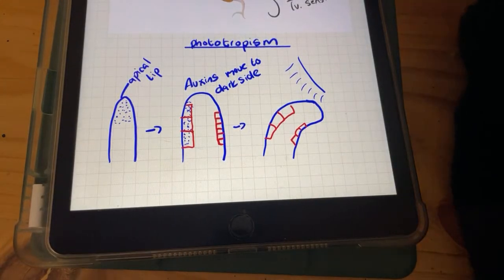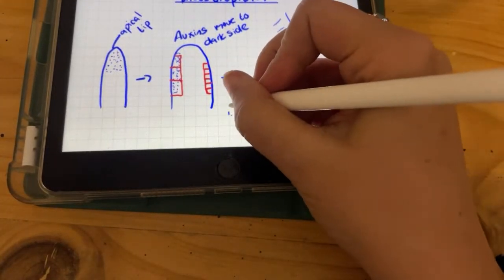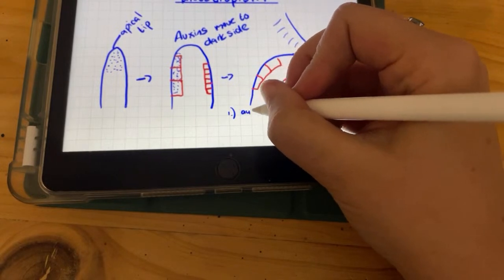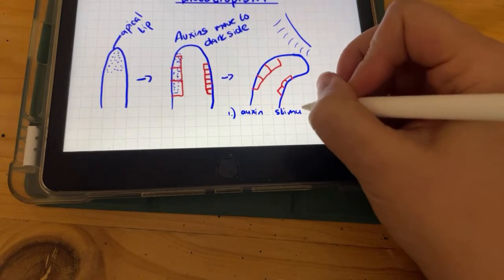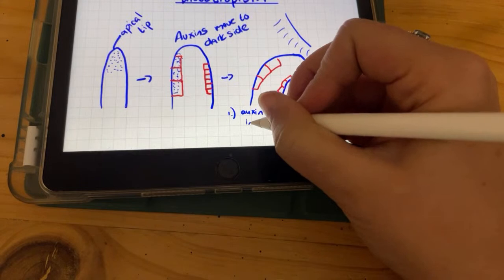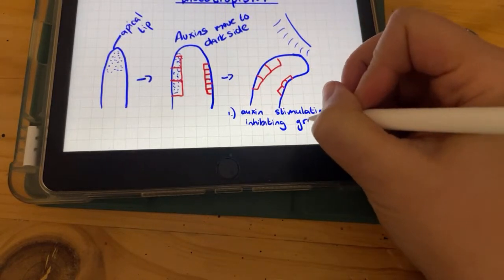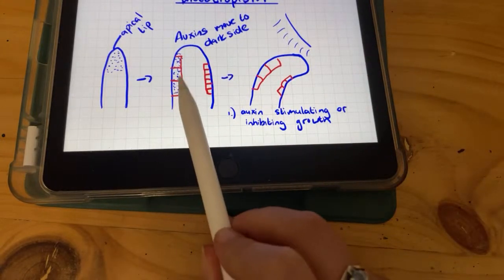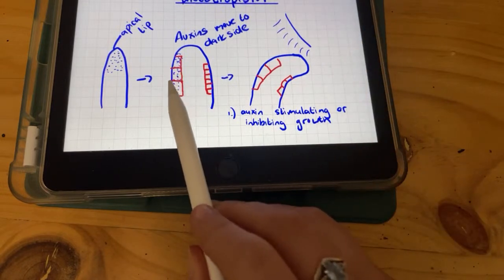Now, I'm going to give you some tips about how you're supposed to write this answer in the exam. Number one, you always need to acknowledge, are the auxins stimulating or inhibiting growth? Okay, that's the first one. Acknowledge that. So in this instance, it's going to stimulate elongation.